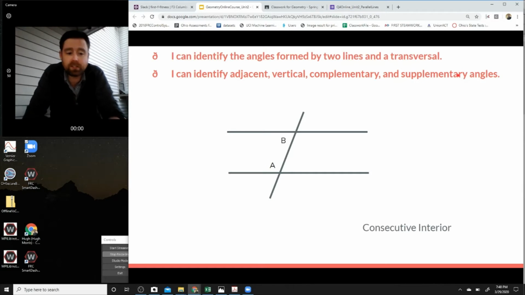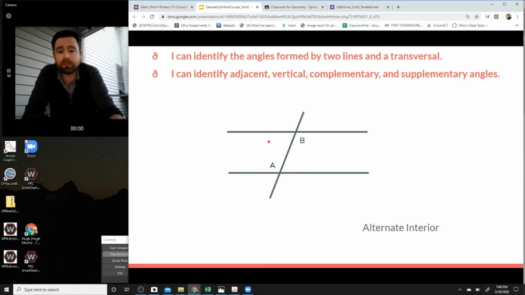That's adjacent. Consecutive interior. Interior meaning the angles are both between the two parallel lines. Consecutive, that both of the angles you're interested in are on the same side of the traversal or the skew line. Okay, so A and B, consecutive interior, and they add again to 180 degrees.